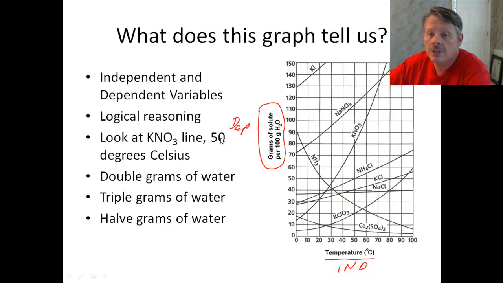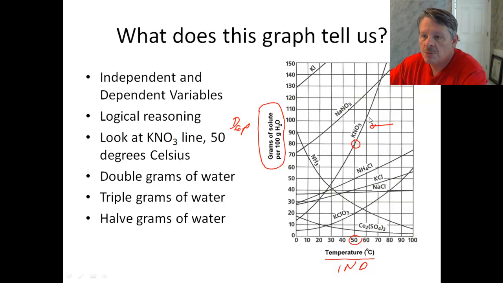Logical reasoning should tell you, let's look at this. Look at KNO3. Well, where's our KNO3 line? That's this line right here. And the KNO3 line says, what happens at 50 degrees Celsius? Well, here's 50 degrees Celsius down here, and if we come up to 50 degrees Celsius and look at our KNO3 line, we see it crosses right about there. So that tells me, based upon this graph, that 80 grams of KNO3 should dissolve in 100 grams of water at 50 degrees Celsius.